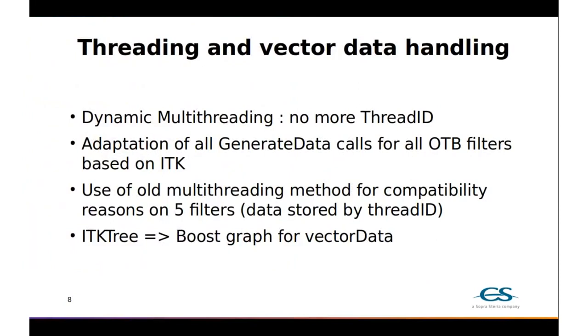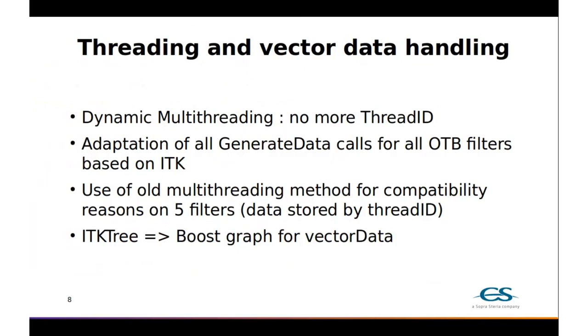The big change in code was the dynamic multi-threading. So in the merge request there are 505 files changed because of this new threading model, which we had to adapt, the function names. We can also use the old multi-threading, but we had to keep it only on 5 filters.